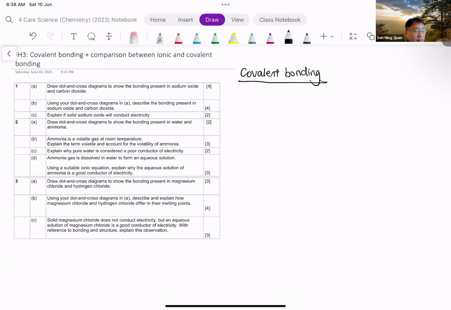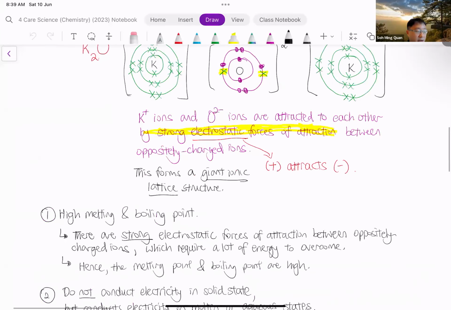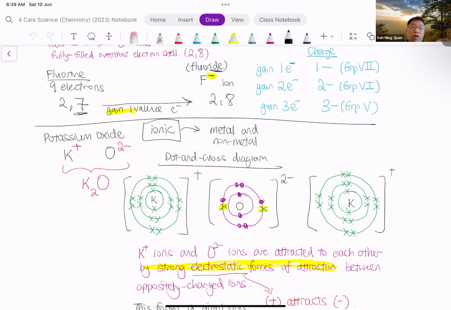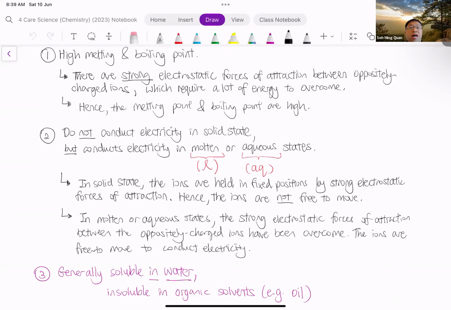Okay, so if you are lost, please refer to the previous video, which is on ions and ionic bonding, where we went through how to draw the dot and cross diagrams for ionic compounds, as well as the physical properties of ionic compounds. Namely, that ionic compounds have a high melting and boiling point due to the strong electrostatic forces of attraction between the oppositely charged ions, which require a lot of energy to overcome, and that ionic compounds do not conduct electricity in the solid state, whereas they will conduct electricity in the molten or aqueous states.